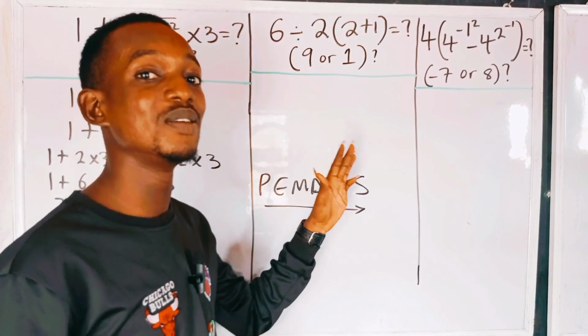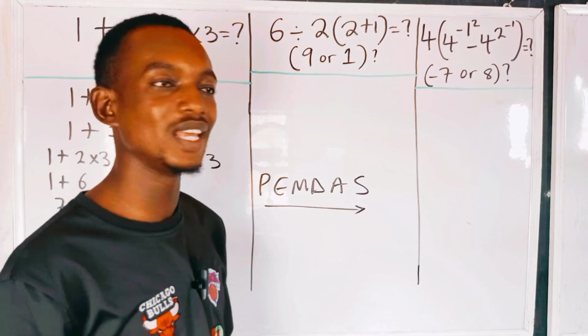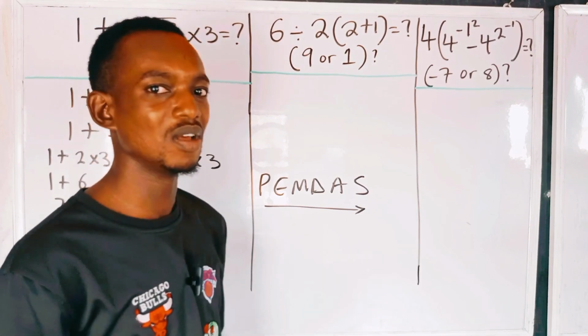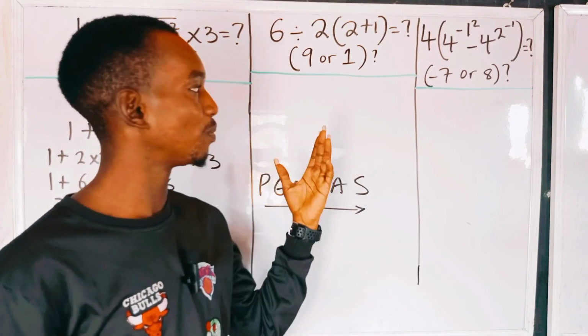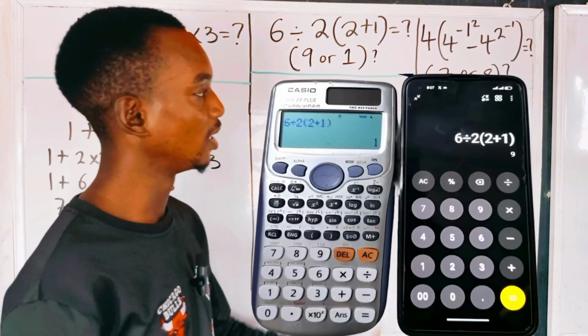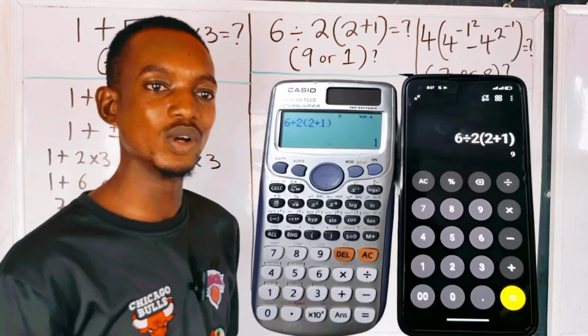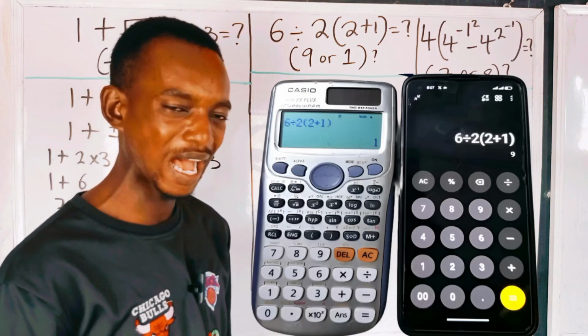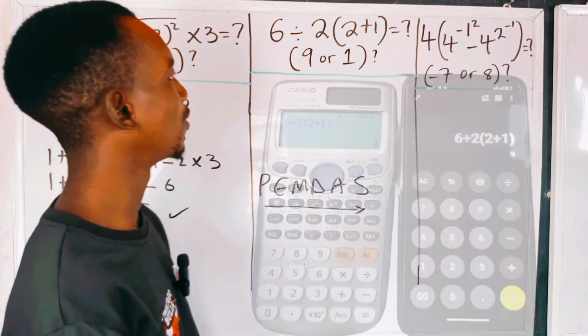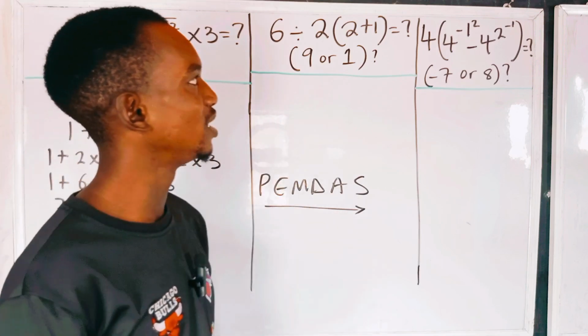Now to this question. This question is the most controversial of the three. Very, very controversial question. Because when you look at it now, you see that when this question was input on a phone, the phone gave an answer of 9, while the calculator gave 1. Which of these is correct? How will we know the correct answer?